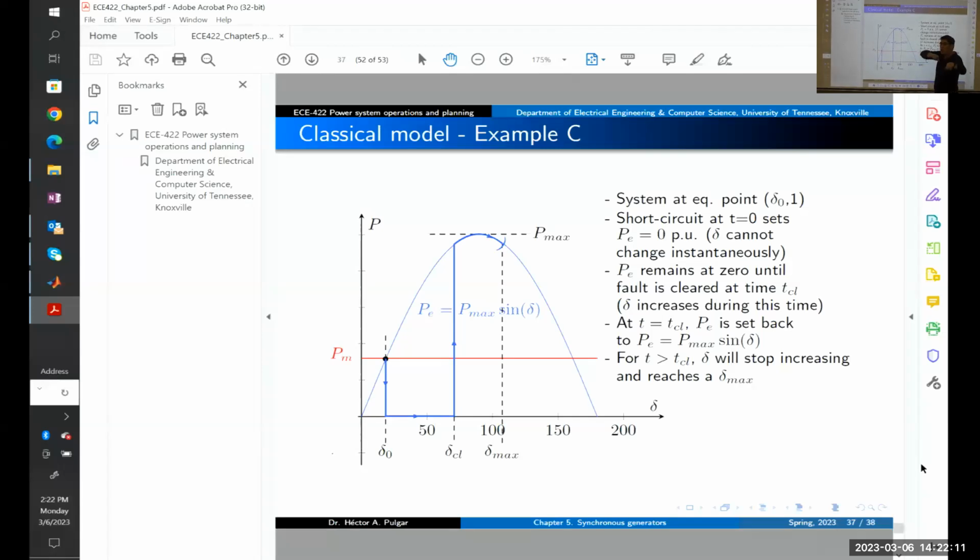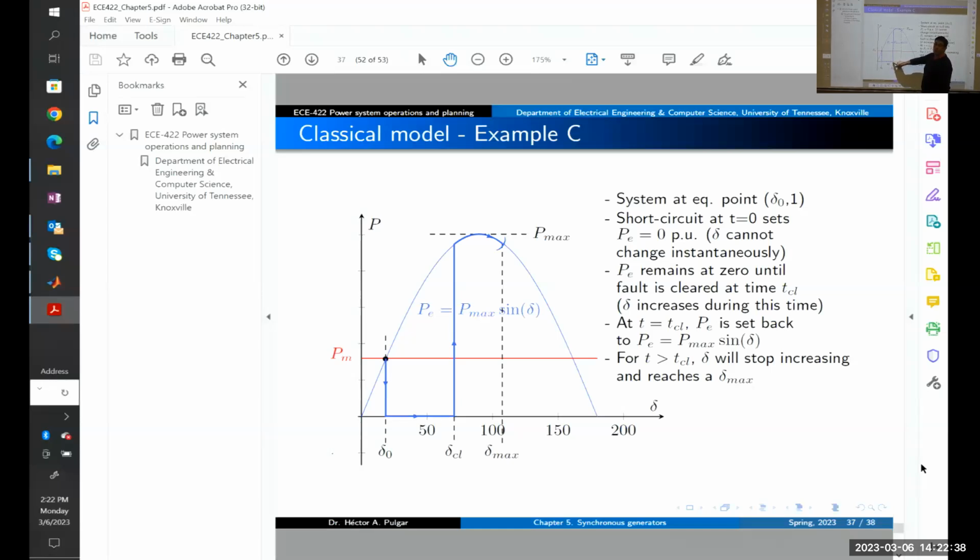So let's talk about the initial condition. So you have two simulations. One simulation is when you have the fault. What is the accelerating power in that case? PM, because electrical power is 0. So we need to simulate that case and determine how the angle and the speed will change until this point. So we will simulate this part.